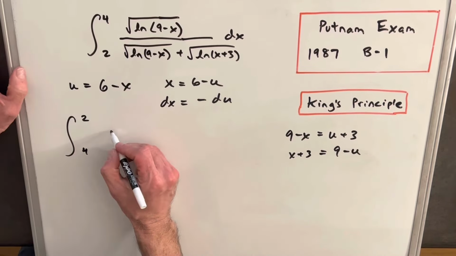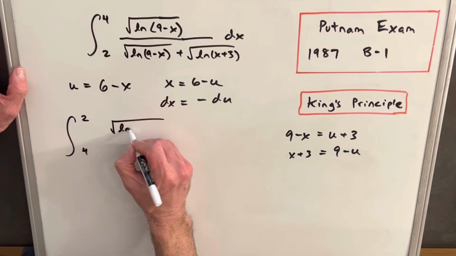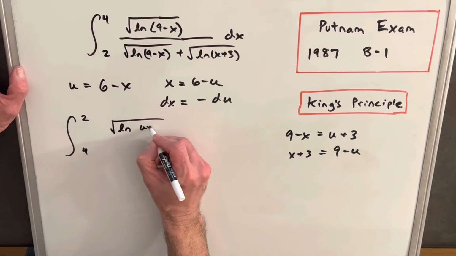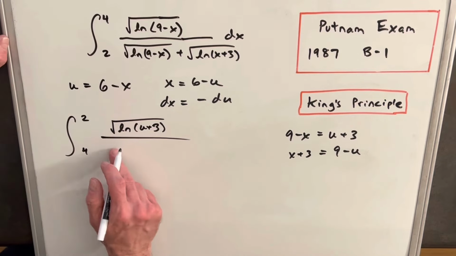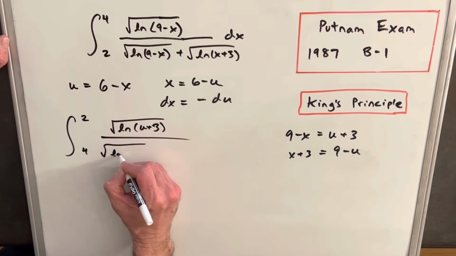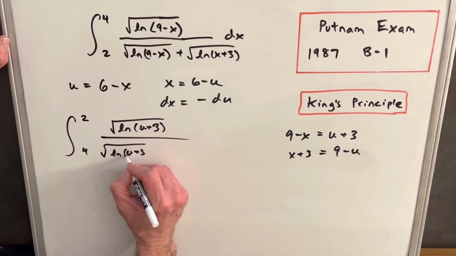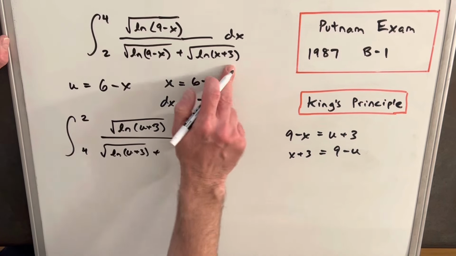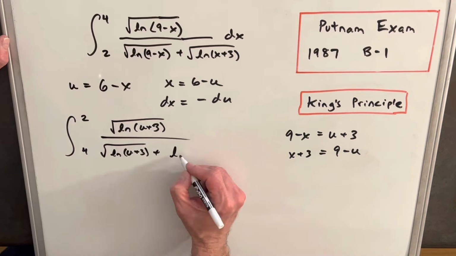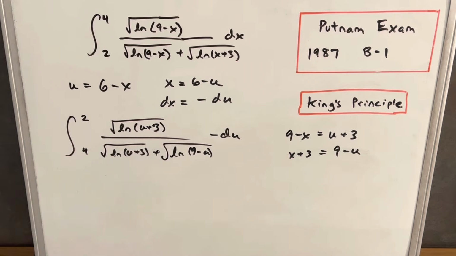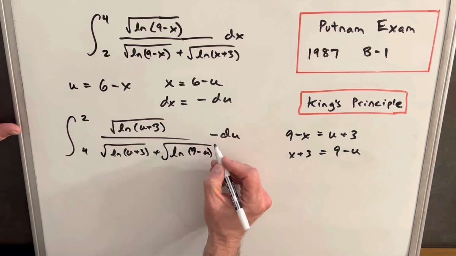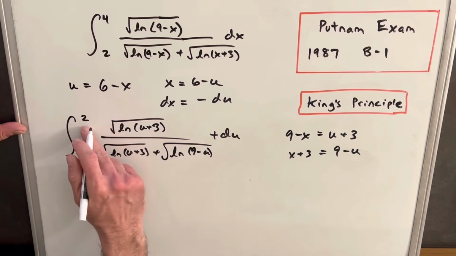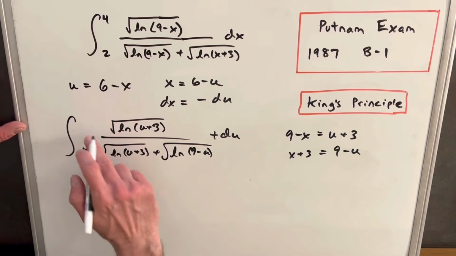Okay, so now we'll write this out. We're going to have the square root natural log. Our 9 minus x is going to be u plus 3 in the numerator. And the denominator, this is the exact same value right here. So we'll have natural log u plus 3 plus, and then this x plus 3 one is going to be 9 minus u. And then for my next step, I'm just going to take this minus sign. We could bring it out front, but we're just going to use it to change our bounds.